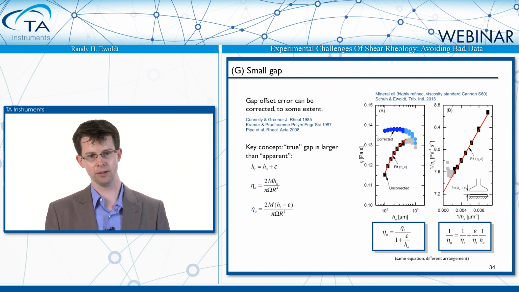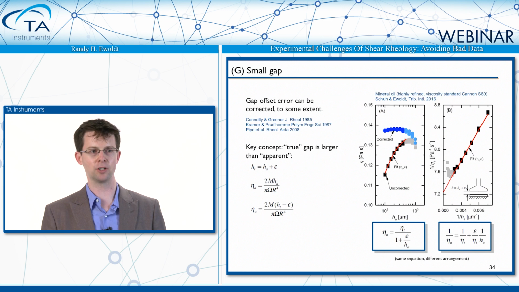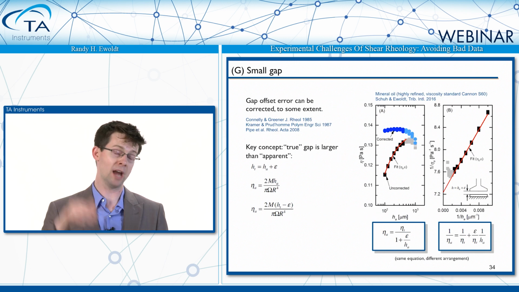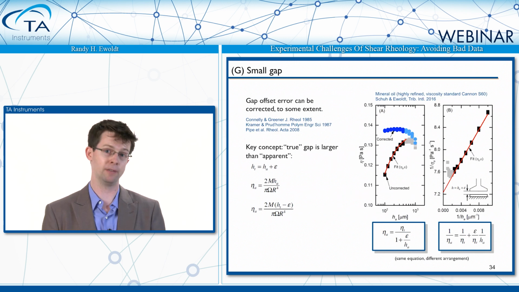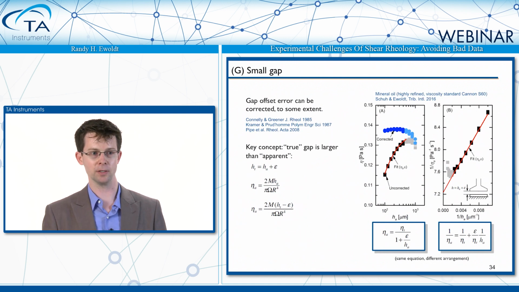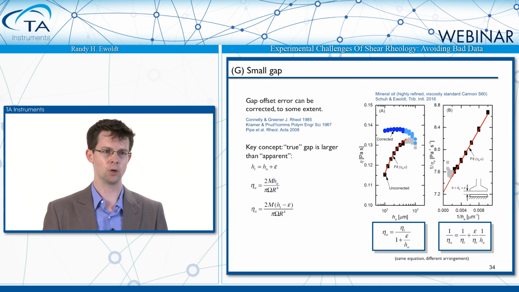You can make a correction assuming a gap offset, and with that correction, the blue circles actually show you what you now think the viscosity is, which is much better. And if you're trusting that correction, you can go to smaller gaps and still make measurements with your liquids. The plot on the right shows you another embodiment of the exact same equation, showing you where the red line goes through the data is where we think the theory really applies, and that's how we're calibrating this offset error.